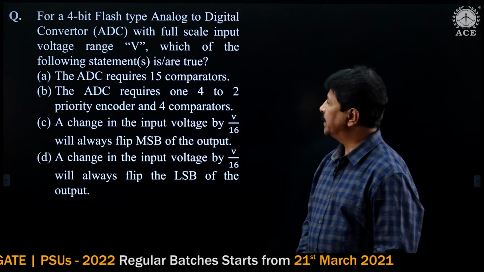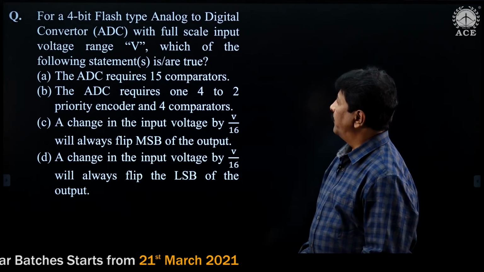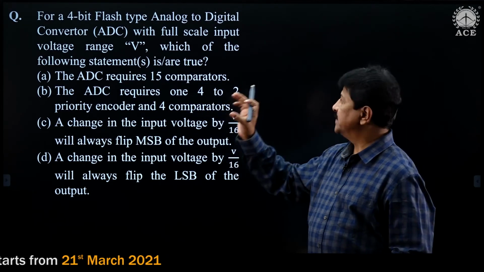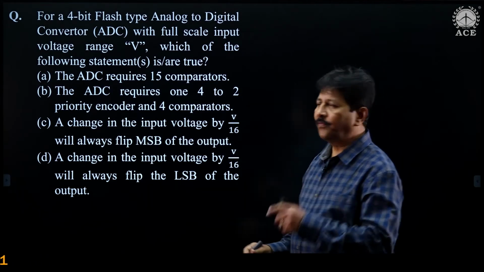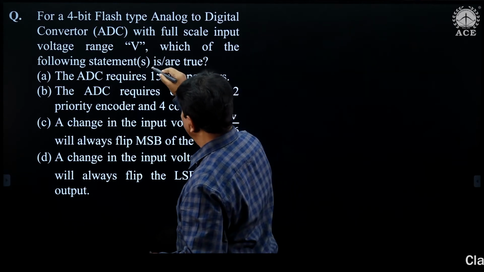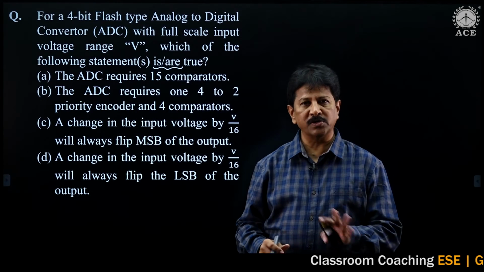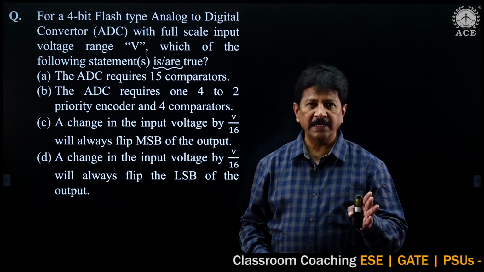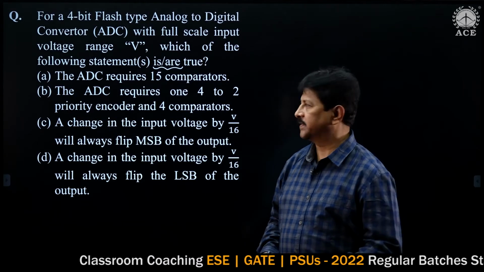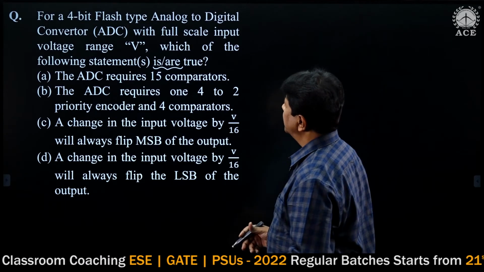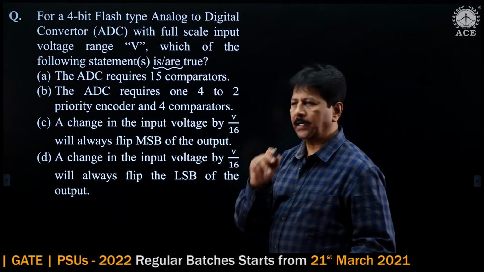Right. Next one is for a 4-bit flash type A to D converter where the full scale input voltage range is V, which of the following statements is or are true? You have to be careful here. Whenever it gives it as is or are, that means it is a MSQ question. One option may be right or more than one option is right. So you have to carefully observe and give the answer. Okay, we know first and foremost 4-bit flash type ADC requires 2 power 4 minus 1, 15 comparators.